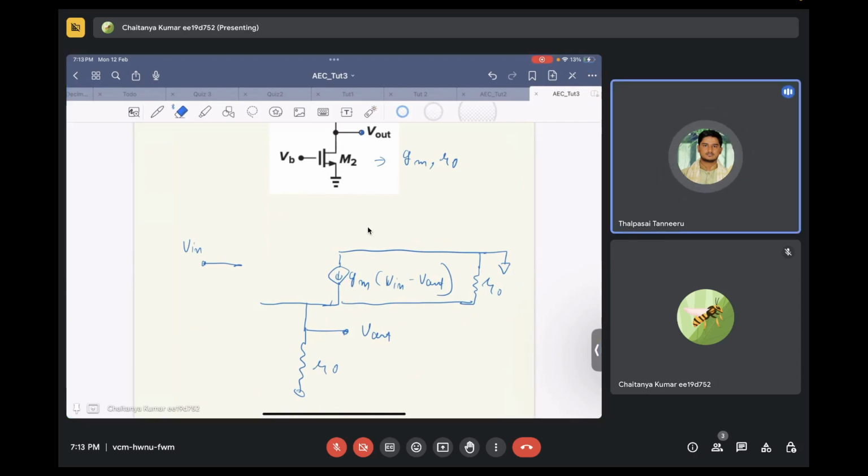Okay, we are stable, increasing. So V out is the negative.